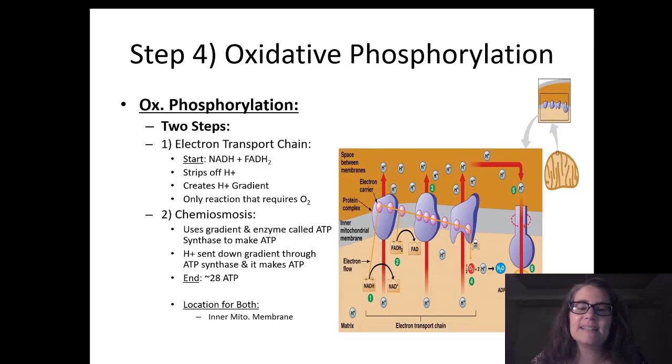Step number 4 is composed of 2 different steps, but on a test or a quiz I'm always going to call it one thing, oxidative phosphorylation. So I'm going to put both of these steps underneath that particular title or name.